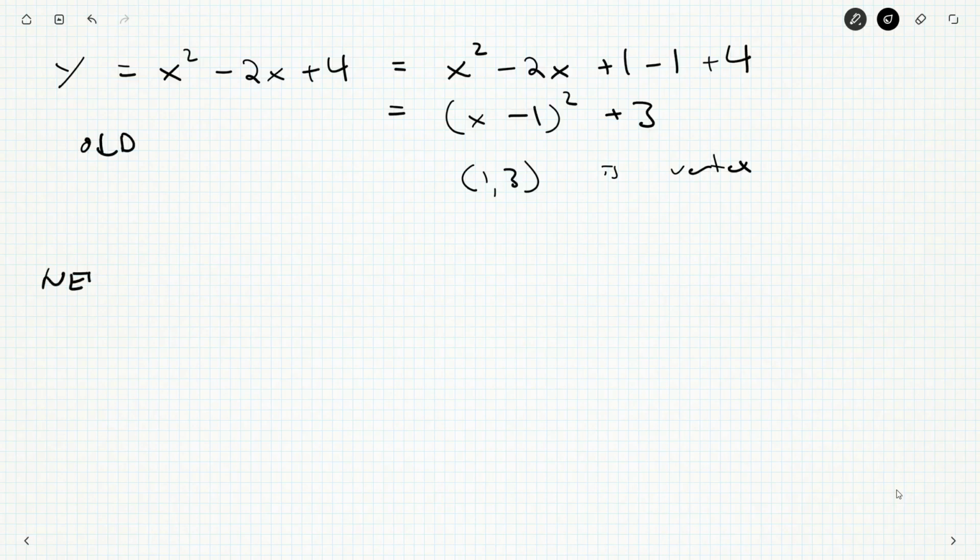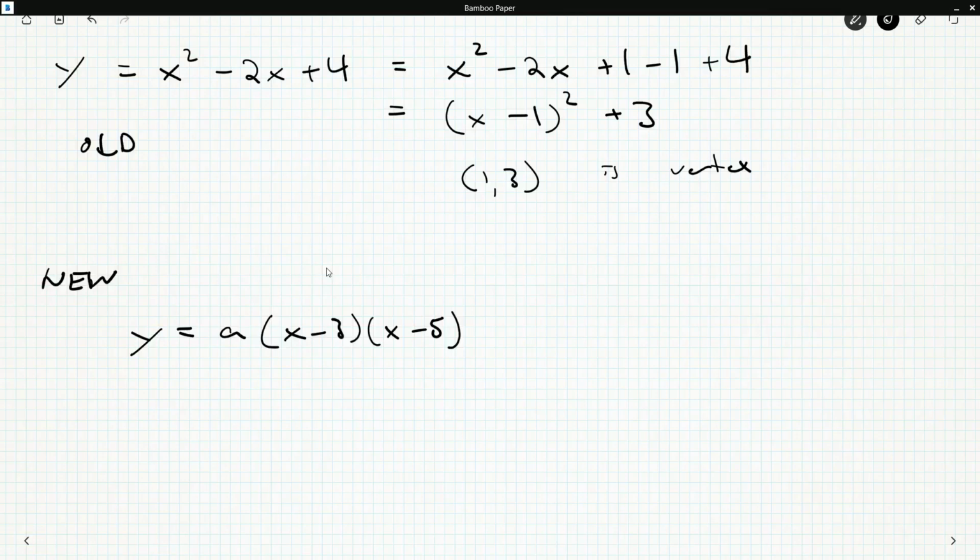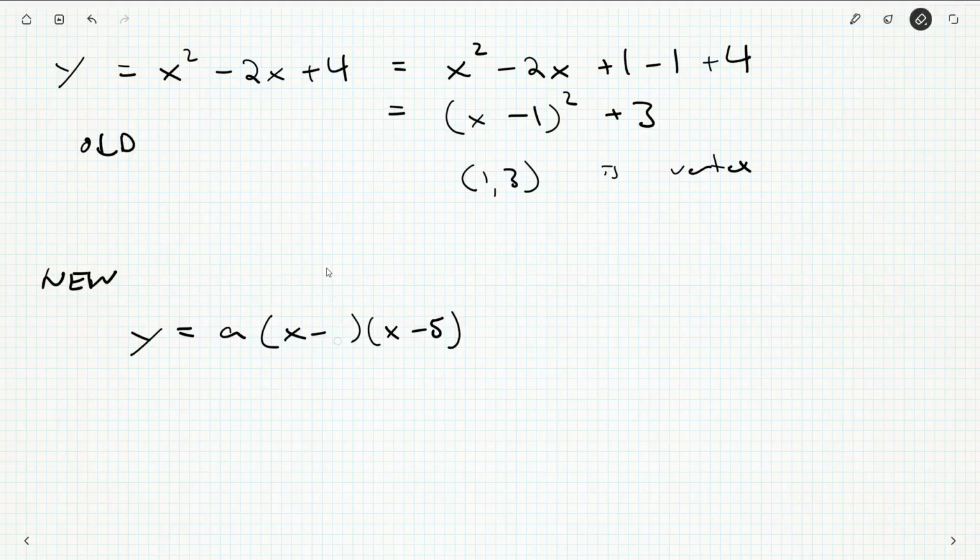The new parabola, I know, is going to have to look like y equals some scaling factor times, and then I'm told the roots are 3 and 5. It is 3 and 5, right? Yeah, 3 and 5. So the new roots are 3 and 5. Now the question is, can I get the vertex from here? If I knew what the a was, I could just expand this out and complete the square just like I did up above. But what is this a value?